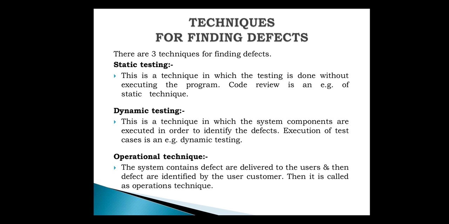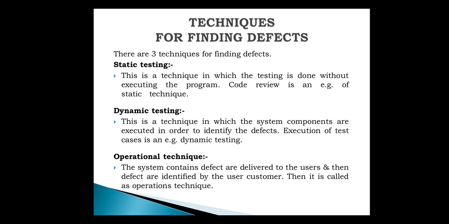Okay, the next is the techniques for finding defects. There are basically three techniques, we are already aware of them. First is static testing, second is dynamic testing, and third one is the operational technique. The first one is the static testing technique. Here we need to review the code without executing the application. The second one is dynamic testing. In this testing technique, we need to observe the code by executing it and identify the defects, executing the test cases on it. So it is called the dynamic testing technique. And the last one is the operational technique. We are already familiar with it.